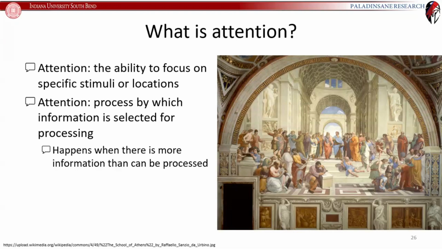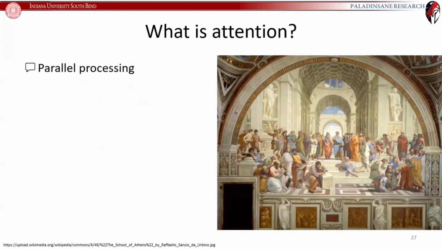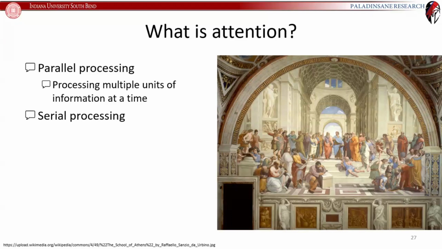So what are some examples of the types of attention that we have? Well, two major types of attention are parallel processing and serial processing. Parallel processing is where you process multiple units of information at a time. So think about your human mind and think about, in representational terms, you have some abstract processor in your human mind. If it's a parallel processor, you can process multiple units of information at the same time. On the other hand, if it's a serial processor, you can only process one unit of information at a time.